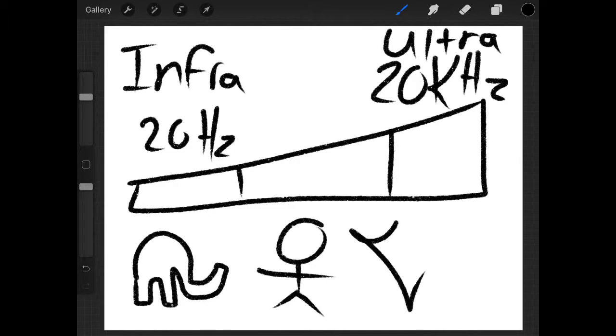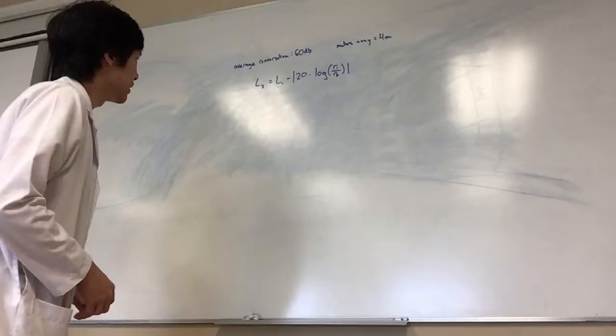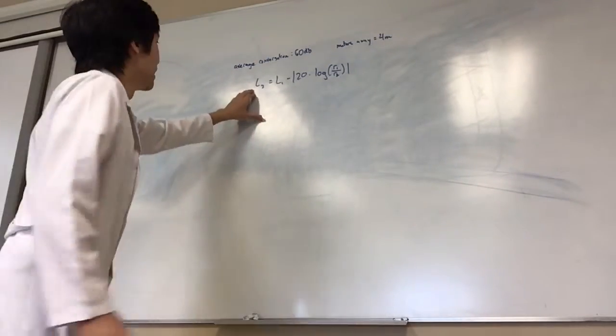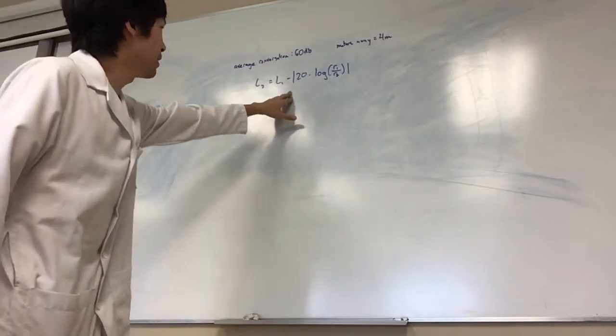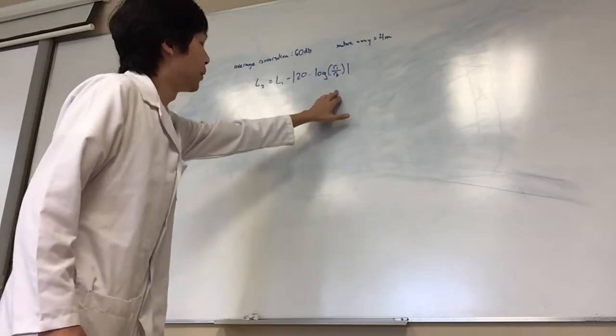And here's an explanation to know the sound level relative to its distance. To find the sound level relative to its distance, you want to use this equation. That means the final sound level equals the initial sound level minus the absolute value of 20 times the logarithm of the ratio of both distances.